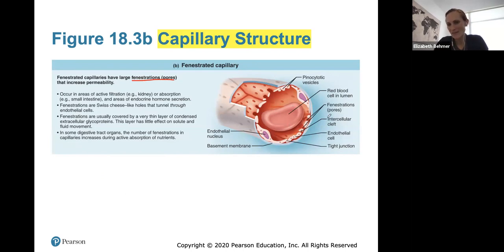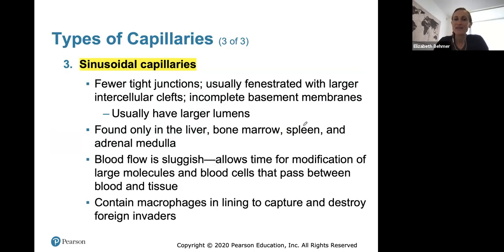So you can see that they have these fenestrations or pores, which allow for permeability into and out of the capillary. So not as tightly bound as the continuous capillaries. And then the sinusoidal capillaries have fewer tight junctions. They're usually fenestrated, but with even larger intercellular clefts or spaces between the cells. Incomplete basement membranes, a large lumen. We'll find these in the liver, bone marrow, spleen, and the adrenal medulla.